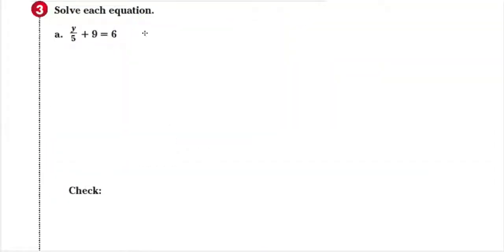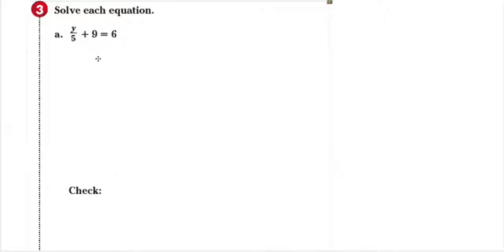In example number 3, you have seen a multi-step equation in which the first or leading coefficient is an integer. You can use the same steps if the leading coefficient is a fraction. And this is example 3. Solve each equation. y over 5 plus 9 equals 6.